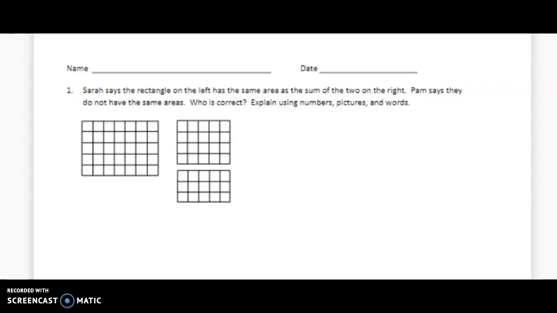Sarah says the rectangle on the left has the same area as the sum of the two on the right. Pam says they do not have the same areas. Who is correct? Explain using numbers, pictures, and words.